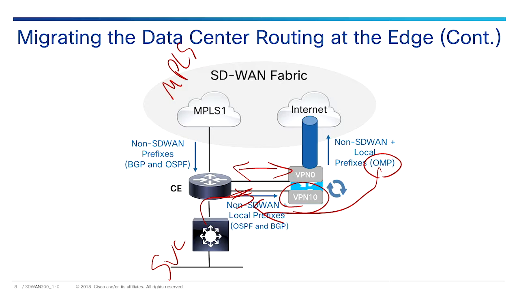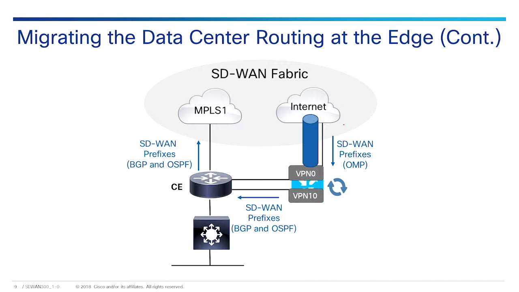The SD-WAN router redistributes those routes to other SD-WAN sites over the SD-WAN tunnels through OMP, and we'll advertise those out to our SD-WAN sites. Remember, we're talking about a migration here, so we already have all this infrastructure in place, and we're adding SD-WAN to it. The return path is going to work in a similar way.